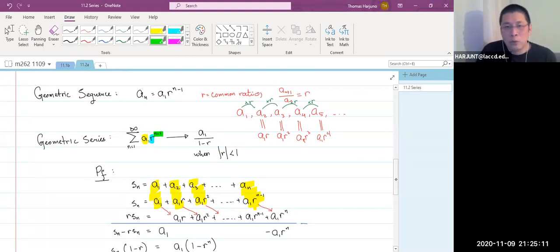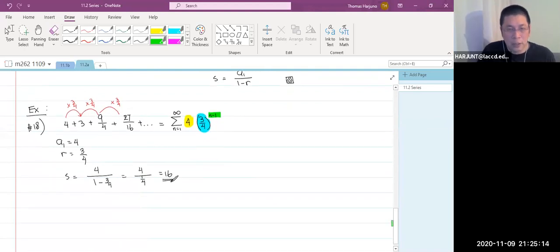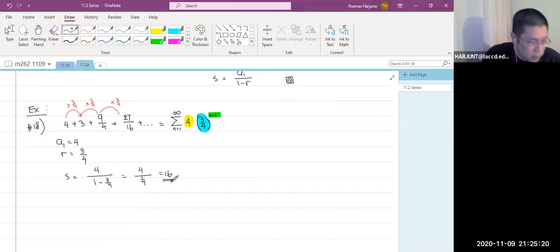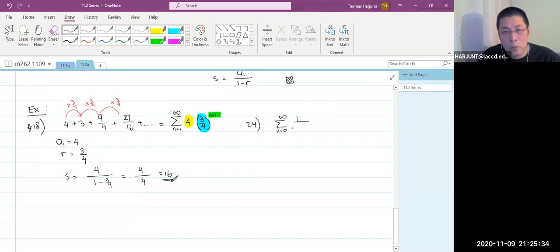In other words, one way to detect if a series is a geometric series is to write it in that form. Let's say, for example, number 24. We have the sum of n from 0 to infinity of 1 over square root of 2 to the n. What is the first term? In this case, the 0th term. The 0th term is 1.